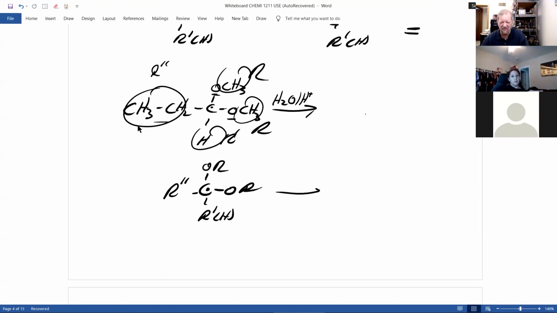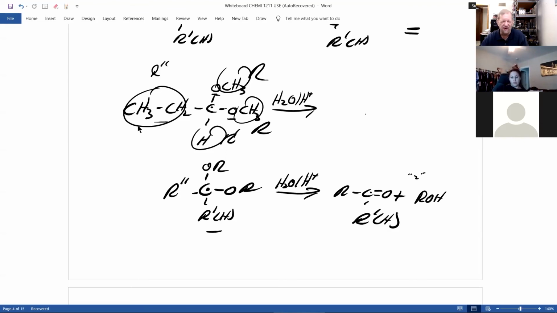And what do you get when you react that with water and acid? You get back the aldehyde or the ketone you would have used to make that. Here's that carbon, plus the alcohol you would have used to make this ketal or acetal. And for those who must, you can put the 2 in front of there.